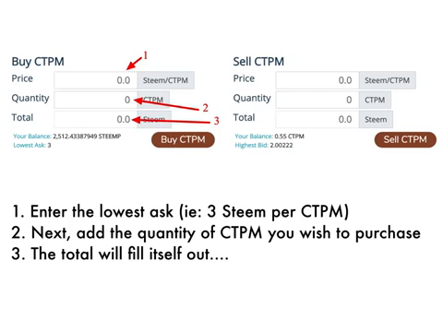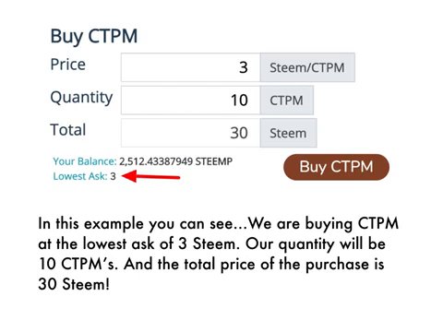The second part there is you want to add the quantity of CTPM you wish to purchase. I'll show you an example of how it's all laid out in the next slide, but that's where you would decide the quantity. And then the total, the third part there, fills itself out, so you don't need to worry about that. The only two things you need to add are the ask price and then the quantity. I'm going to use the example of 10 CTPM. So the price would be 3 Steem per CTPM. The quantity, let's say I wanted to buy 10 mining tokens, the total price would be 30 Steem. That's pretty straightforward. Hope you guys get that.